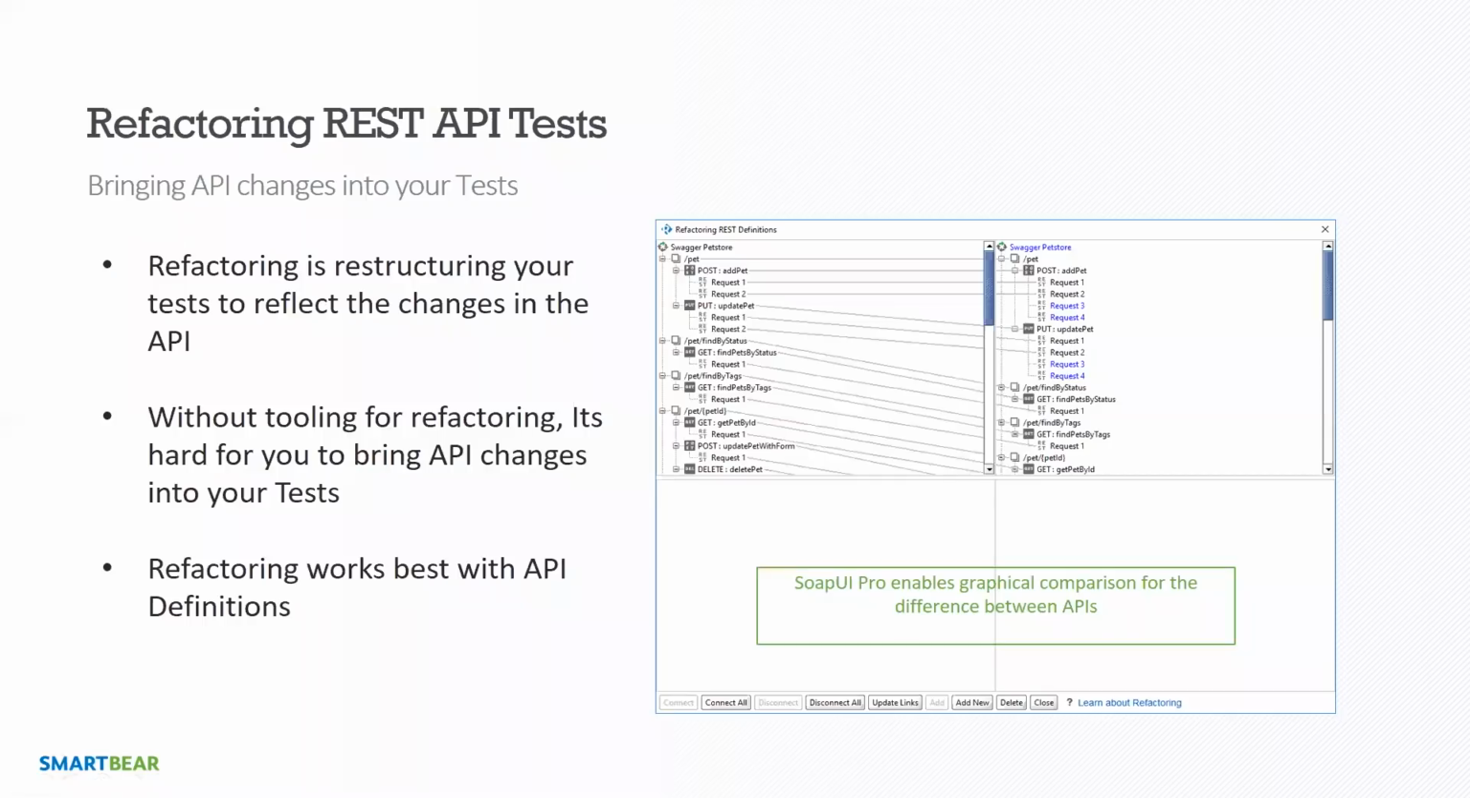I've been using the word specification and definition because it makes a lot of sense to use a specification if you're using refactoring, because a specification has that structure already built in, and it makes it easy for the tool to parse the changes, the delta between what it was before and what it is right now, and help you bring those changes into your test cases. So that's why the best practice, if you're creating tests, is to use definitions and specifications like OpenAPI specification.